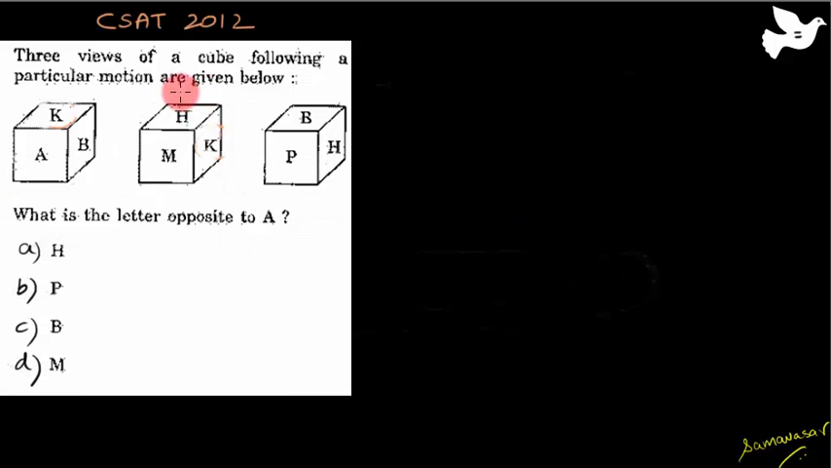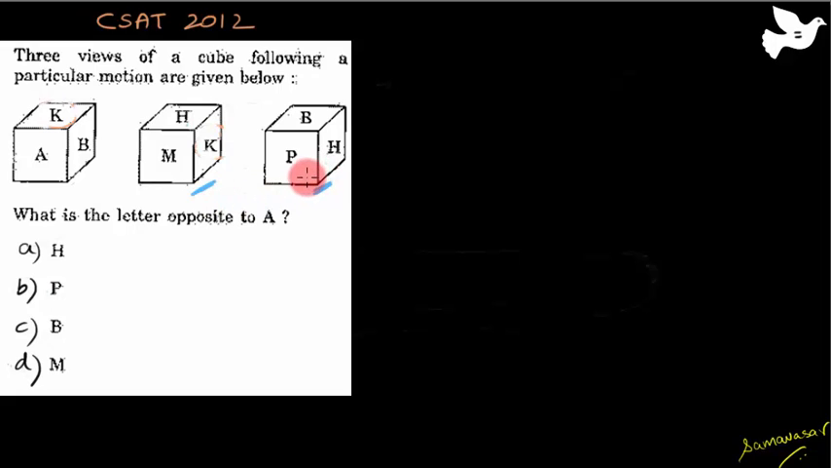Now let's look at some actual exam questions. So in this, the question says that the three views of the cube are the following. And what is the letter opposite to A? First, I'll tell you the final answer, the shortcut technique. In this case, all you need to check is there'll be two cubes which will not have A in them. So this one has A, leave this. You have these two cubes which do not have A.